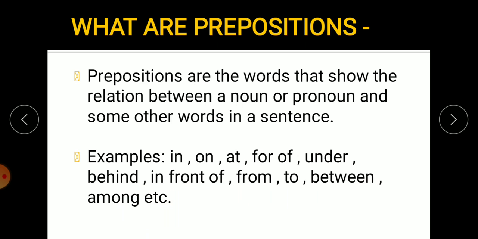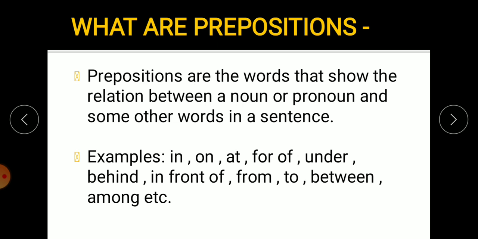Like we say, the books are kept on the table. Now, books are a noun, table is a noun. What is the connection between these, books, kept, or maybe table? So, the words that show relationship. Now here, the word on is showing the relationship, right? So, on, at, for, under, between, these words show relationship between a noun or maybe a pronoun with other words in a sentence.